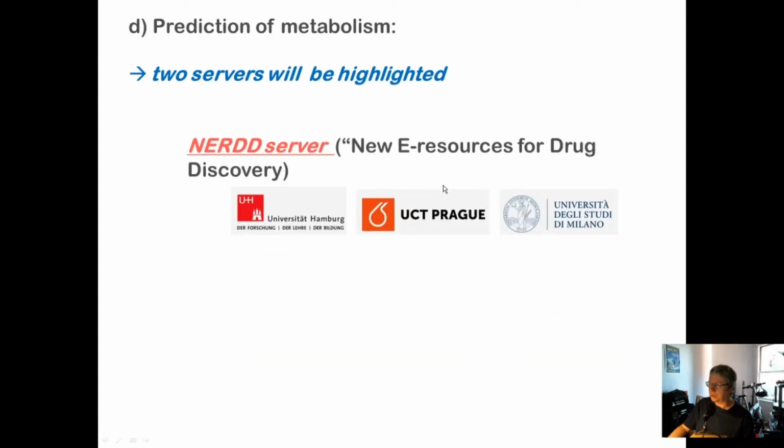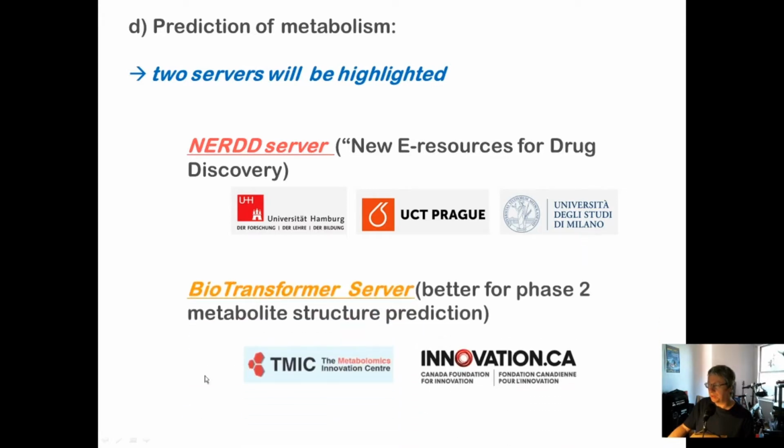Okay, so we will talk about the NERD server, which is called New E-Resources for Drug Discovery, from the University of Hamburg, I think also the University of Vienna, Austria, the University of Technology in Prague, Czech Republic, and the University in Milano, Italy. We already talked about the BioTransformer server, which I'm not going to talk about again, but it was a structure predictor for phase 2 metabolism. It would look at a molecule and figure out where the phase 2 conjugation might occur. Remember that phase 1 metabolism is the introduction of functional groups that aid in the excretion of a molecule. Phase 2 is beyond that. It's actually attaching other molecules.